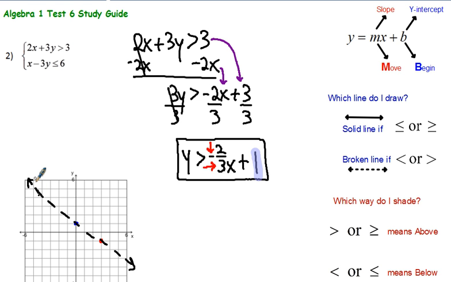And then as far as which way I'm going to shade this, you'll notice that it is a greater than and greater than. Oops, let me fix that. Right, greater than means above, so I'm going to shade above on this one. So let me mark above.